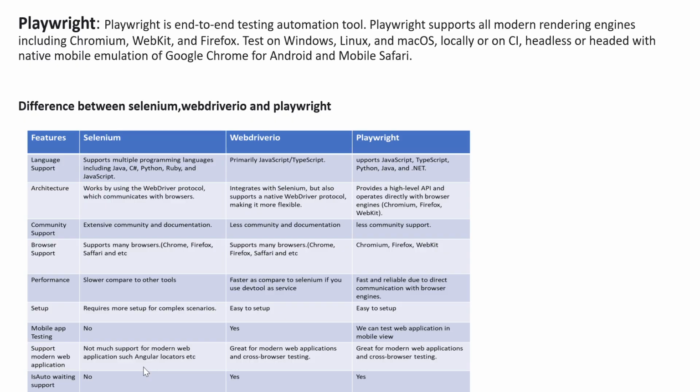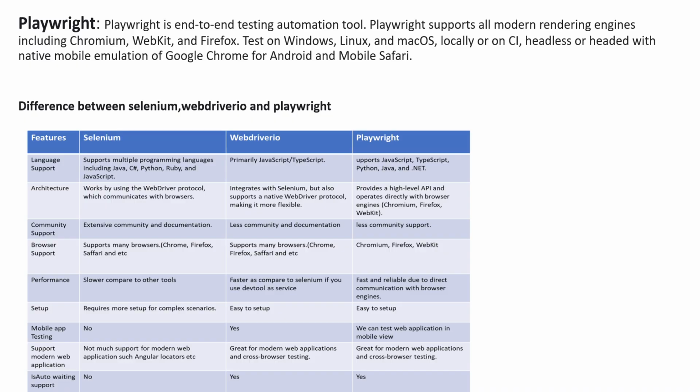Support for modern web applications like Angular: those locators are not supported by Selenium, whereas WebDriver and Playwright support all modern applications, including Angular web support. And auto waiting: Selenium has no auto waiting. Synchronization we have to handle manually using explicit and implicit waits. With WebDriver and Playwright, there is an inbuilt auto wait which we can configure, so synchronization is handled automatically and we don't need to handle it manually. These are the advantages compared to Selenium.